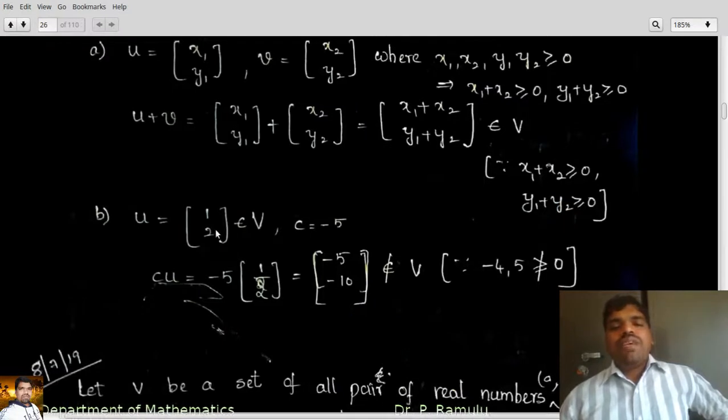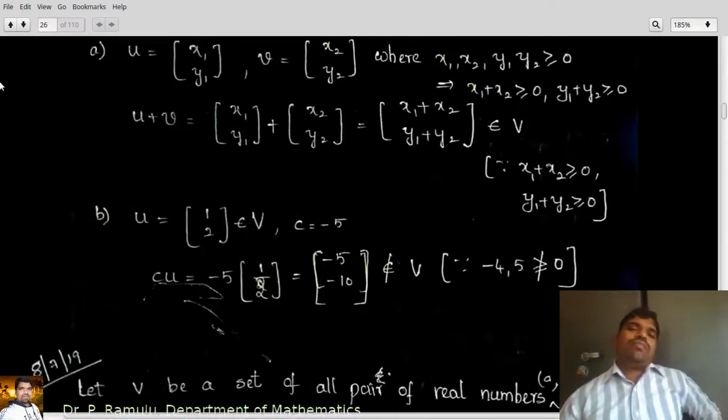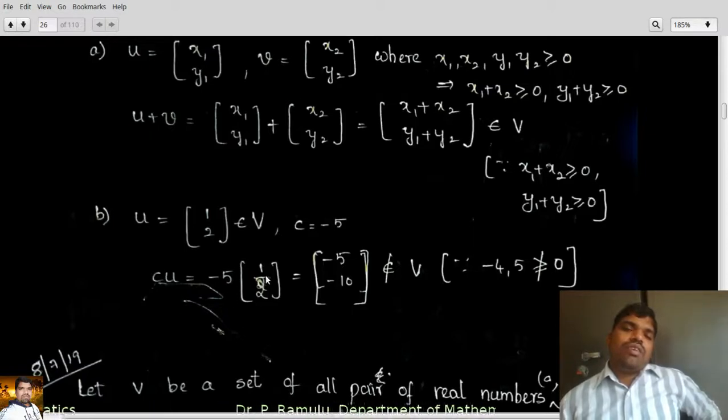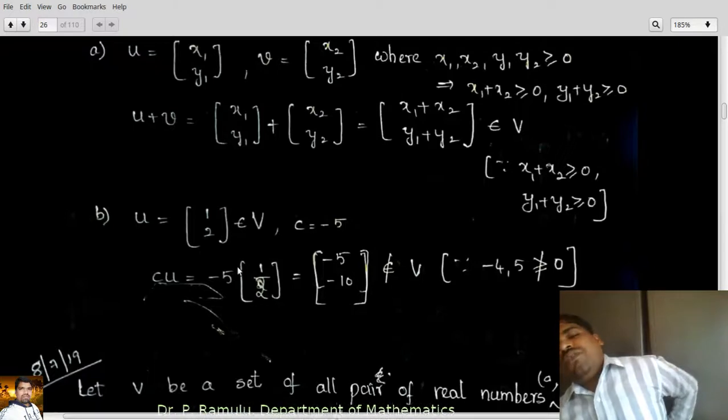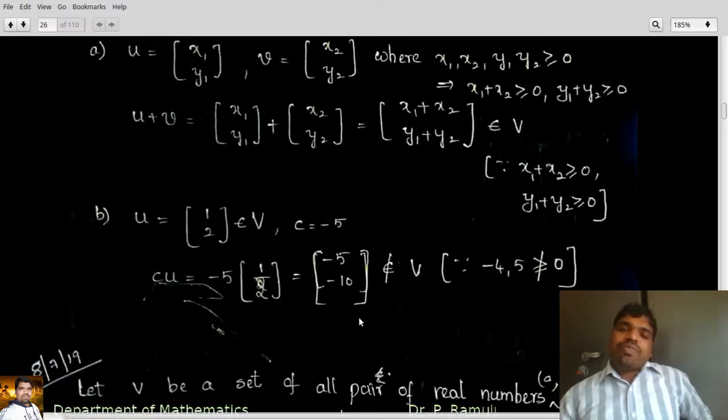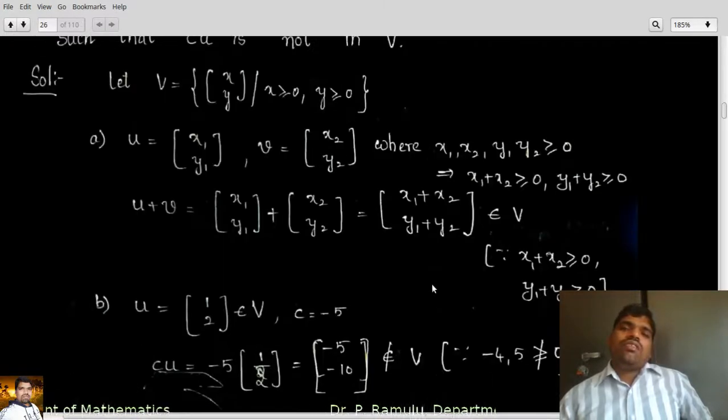If I take u equal to (1, 2) and c equal to minus 5 and multiply, c u equals (minus 5, minus 10), thus it does not belong to V. Why? Because minus 5 is not greater than 0, and minus 10 also. In place of minus 5, we can take minus 1, minus 2, minus 3, minus 4, any negative element. Minus 5 times (1, 2) does not belong to V, because the coordinates are not positive. That's why it is not closed under the external composition.